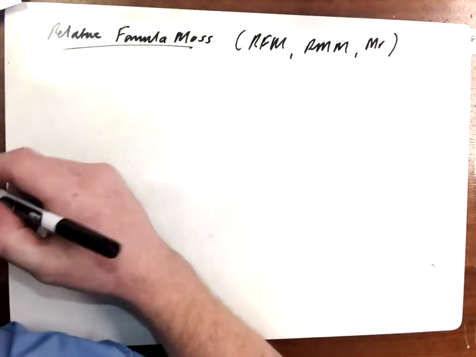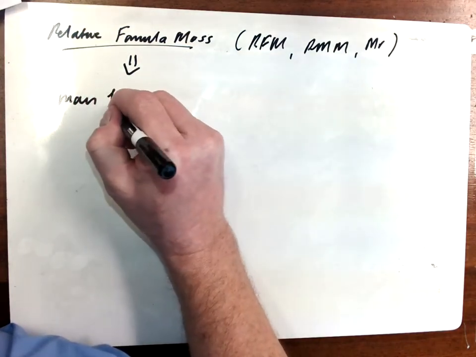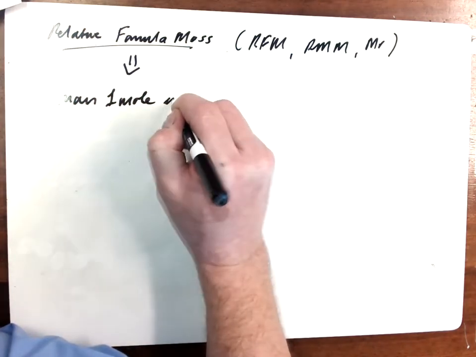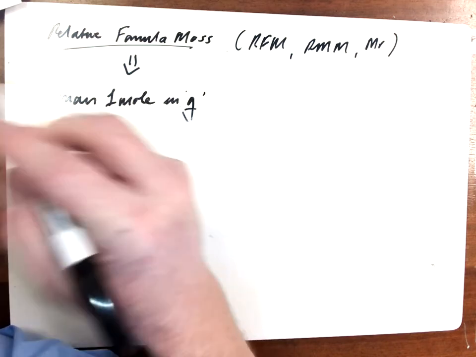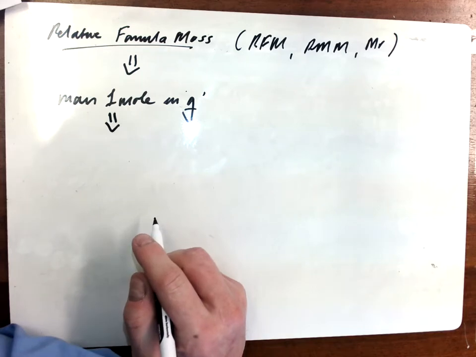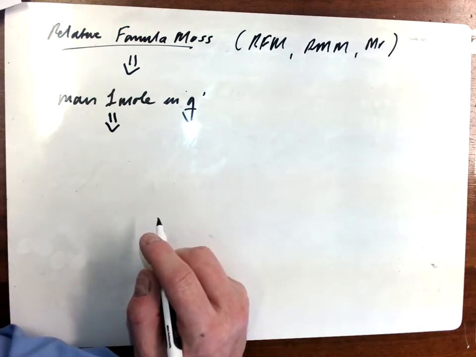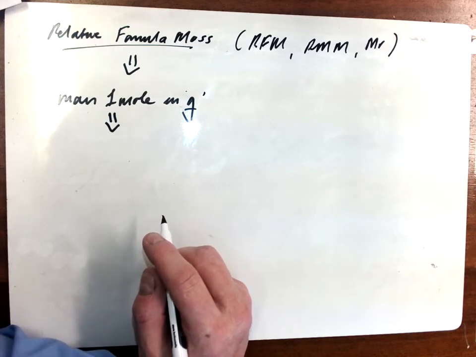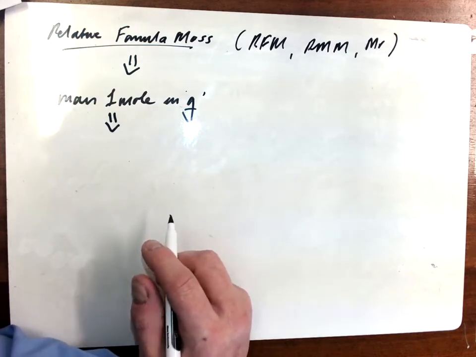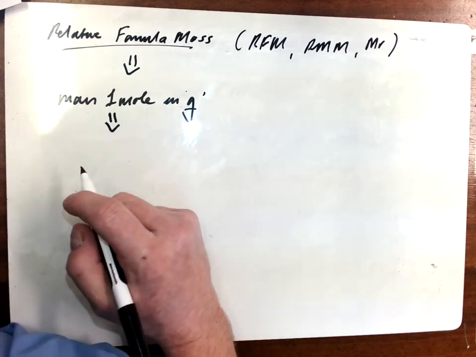So first of all, what is the relative formula mass? Well, it is the mass of 1 mole of something, converted into grams. Now, what is 1 mole of something? Well, 1 mole of something is the mass number of it, if it is an element on its own, or the combined, cumulative mass numbers of all the elements in something, if it is a compound or an element containing more than one atom.